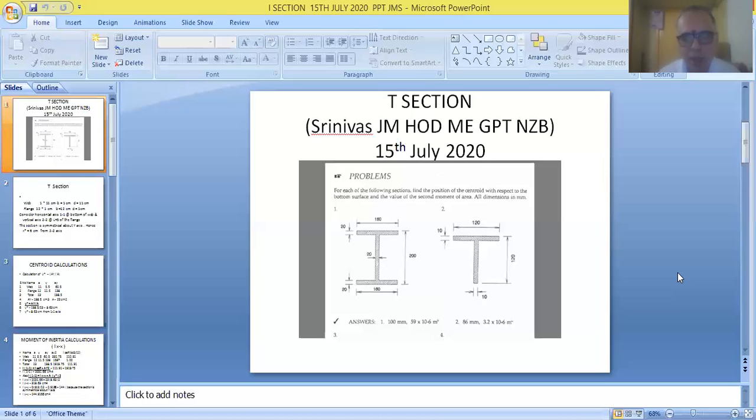x-axis. That's called IXX. And we have to find out the moment of inertia about y-axis. That's called IYY. So you have to make all these calculations. The coordinates of center of gravity are called x bar and y bar. So we have to make these calculations: calculations of x bar, calculations of y bar, calculations of IXX, calculation of IYY.